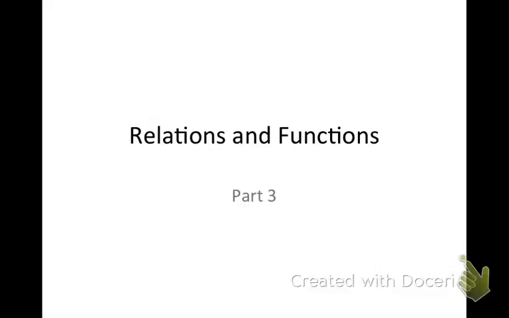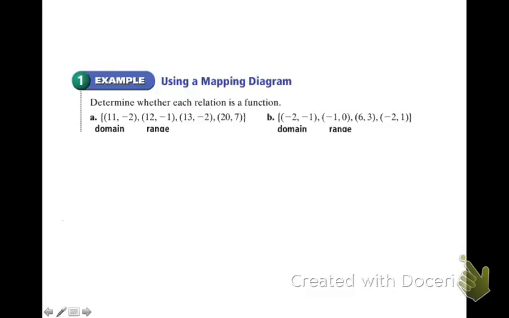Okay, we're going to continue with relations and functions, and this will be part 3. So to use a mapping diagram to determine whether each relation is a function, if you recall that a function has, for every domain, exactly one range paired with it. So looking at A, you have domain of 11, 12, 13, and 20. Since they are all distinct with no repeating values, going to -2, -1, -2, and 7, you will see that that is a function.